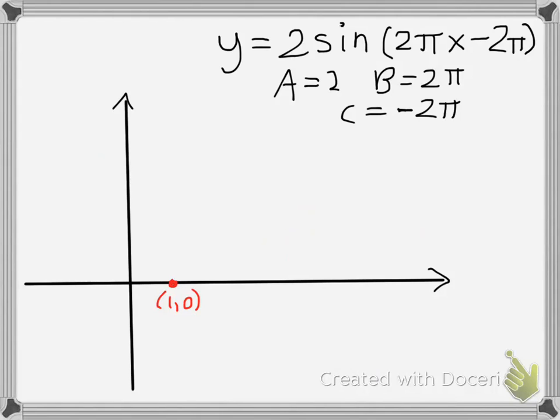Now let's do when it repeats itself. So b equals 2 pi, and remember the wave repeats itself after 2 pi over b units. In this case, b is 2 pi. So 2 pi over 2 pi is 1, so the wave will repeat itself after 1 unit. So that means the wave will start again at 2, 0. That's when the wave will start again.